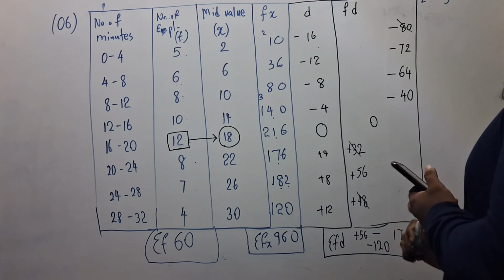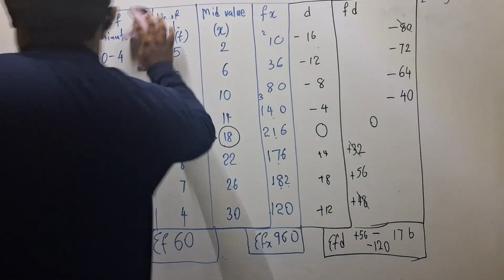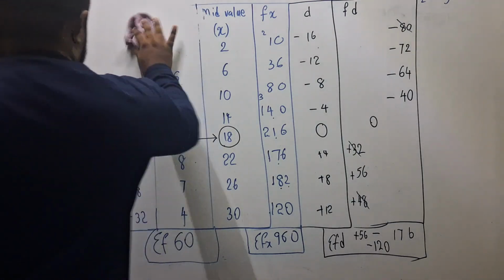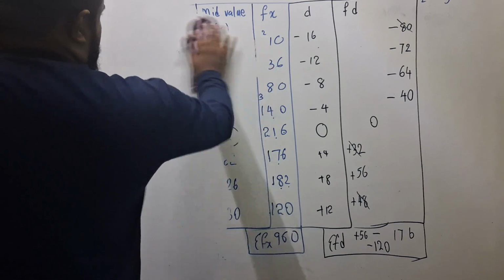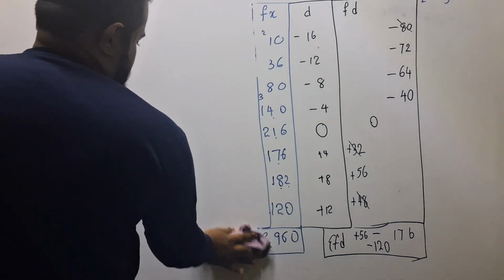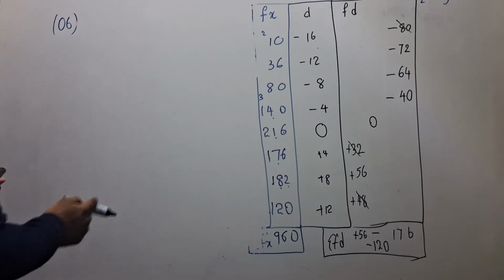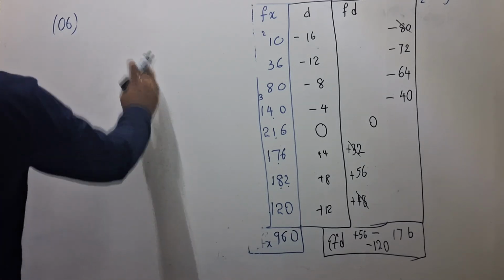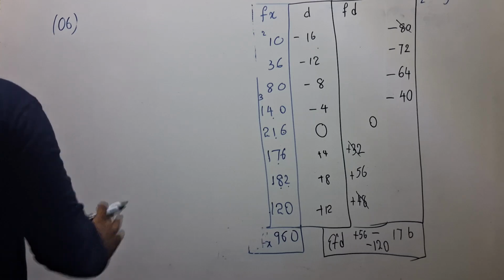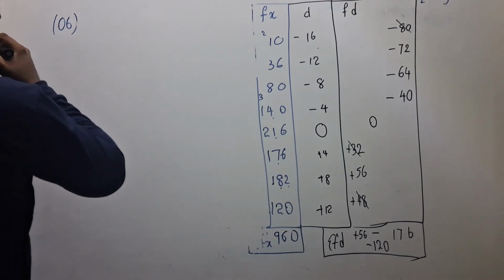So now you found sigma fb. Then we are writing the equation to find mean from the sigma fb. The equation is actual mean equals assumed mean plus sigma fb over sigma f. I removed it. Okay, no matter. You can send it back and find the values.